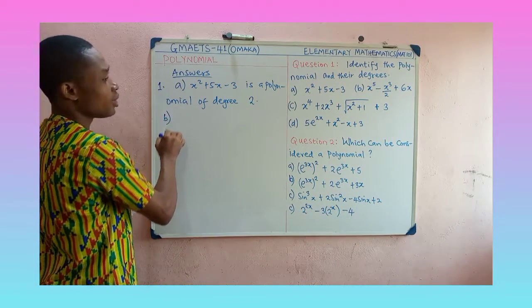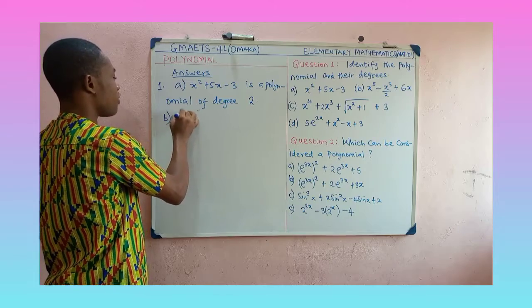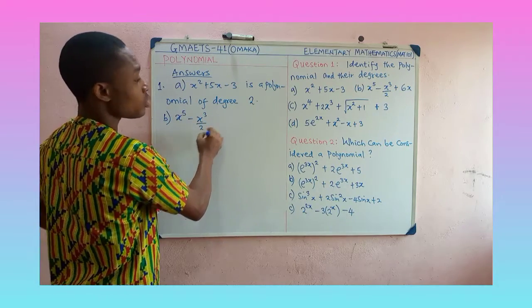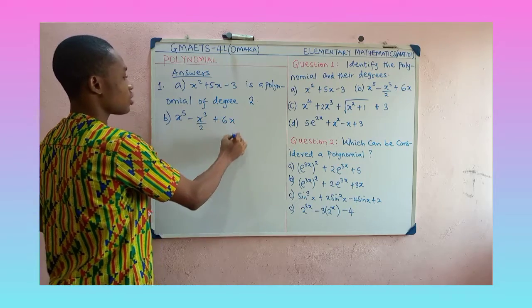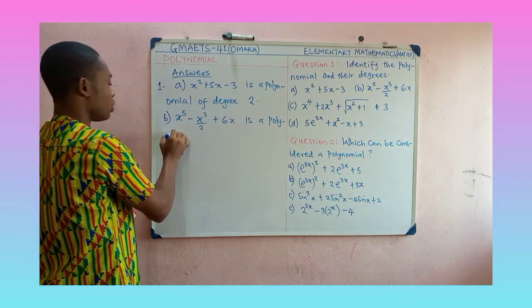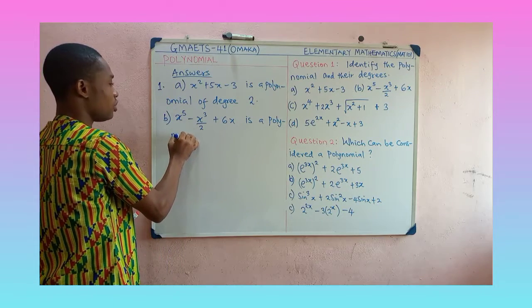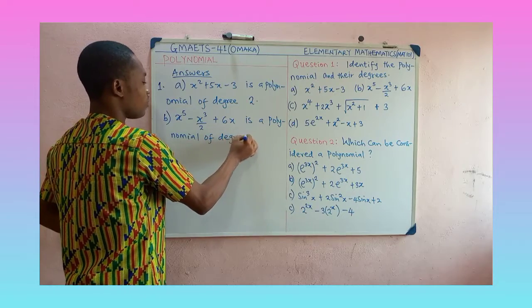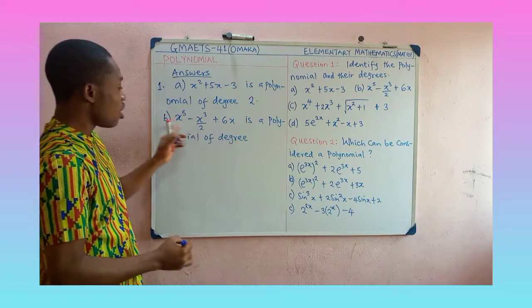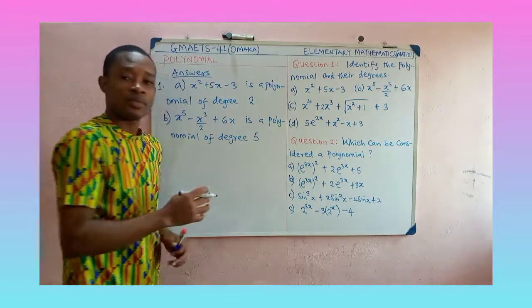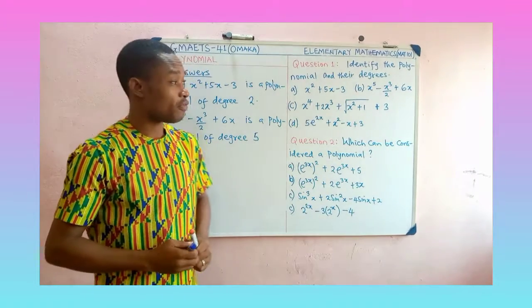So let's see. b, x raised to the power 5, then minus x raised to the power 3 divided by 2, then plus 6x is a polynomial. So that expression is also a polynomial of degree. The highest power of x here is 5. So it is a polynomial of degree 5.